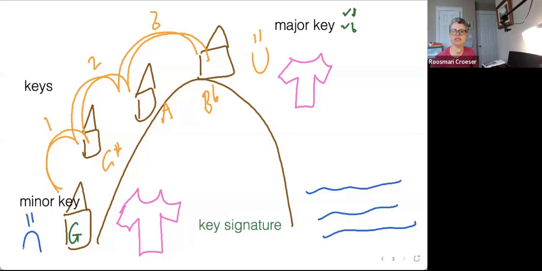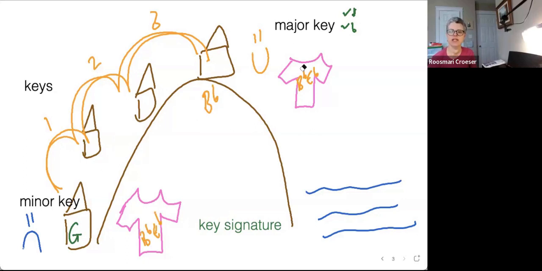I'm going to erase those before they confuse someone. So George's best friend is Barry. Now we know that B flat major has B flat and E flat in its key signature. Therefore G minor also has B flat and E flat in its key signature.